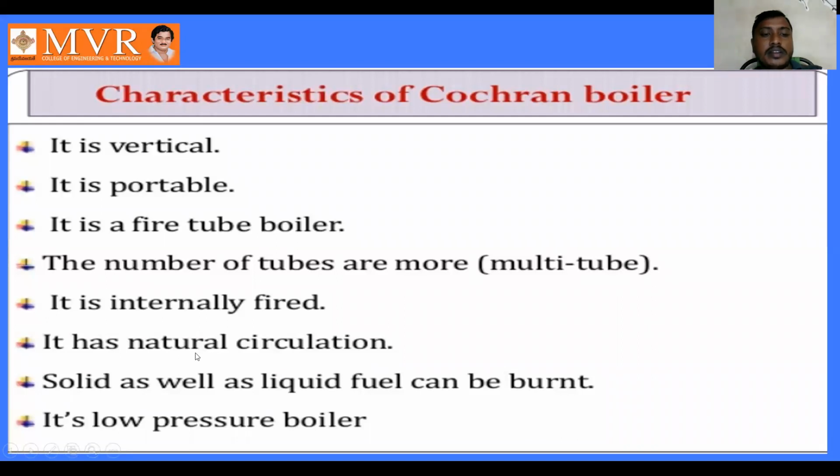See here, it has natural circulation. We are not using any blowers or fans for sucking air or for pumping or pressurizing the fuel onto the grate. Here it is done by natural circulation. Solid as well as liquid fuel can be burnt here. In the previous classes, in the first unit itself, we have studied about solid as well as liquid fuels. We can burn them in this Cochran boiler. It is a low pressure boiler. These are some of the characteristics of the Cochran boiler.